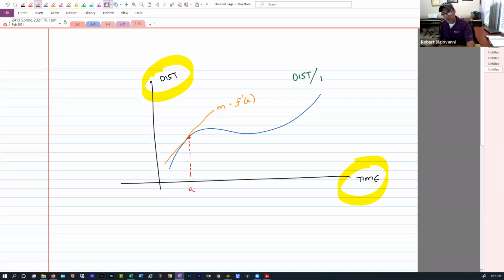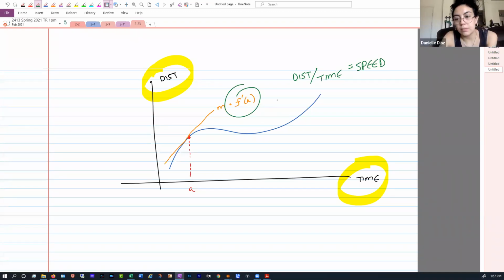Distance over time, and isn't that speed? That's speed, right? And so this derivative would represent the instantaneous speed of that object at that point in time. And that's what I told you in the very beginning. We can easily talk about average speeds, but is it ever possible to talk about the speed of something at an instant? Y'all remember me talking about that and saying, is that even possible?